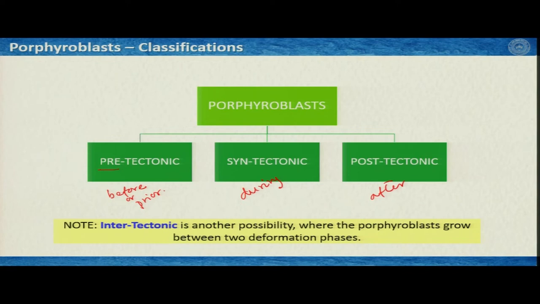If the porphyroblasts are growing during the deformation, it is syntectonic, and when the deformation ceased and then you have developed the porphyroblast, then it is post-tectonic porphyroblasts. Now, there is another category which is known as intertectonic porphyroblasts. So, this is another possibility where the porphyroblasts grow in between two deformation phases. So, one deformation has happened, then a porphyroblast has grown, then a second deformation came. So, that is also a possibility which is known as intertectonic.